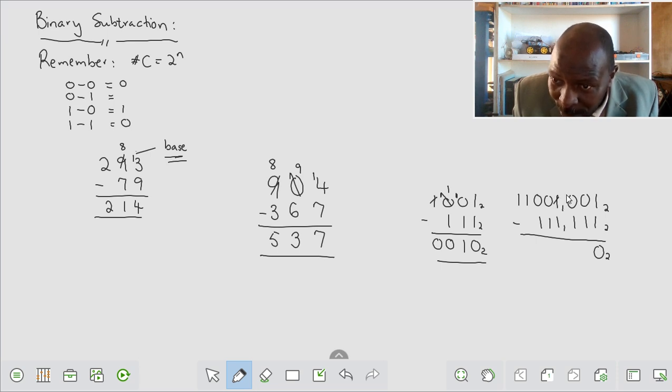When we borrow here, we're actually borrowing to this space. We have got 2 here now. This is a 2 now. 1 0 is a 2. Now I borrow 1 from this and I'm left with a 1.